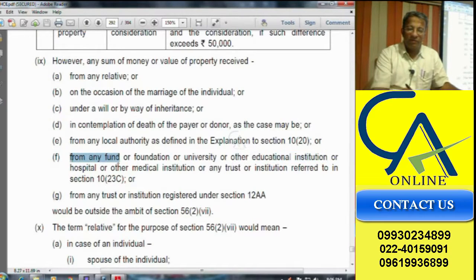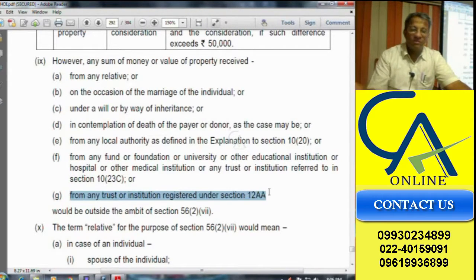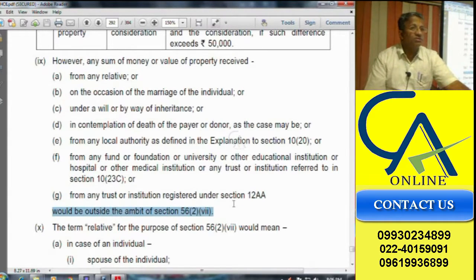Look into that: from any fund, foundation, university or other educational institution, hospital or other medical institution, or any trust or institution referred to in section 10(23C). So, if you have received like that, that cannot be taken for taxation. And from any trust or institution registered under 12AA would be outside the ambit of 56(2)(vii). These are all what we are discussing, 56(2)(vii).